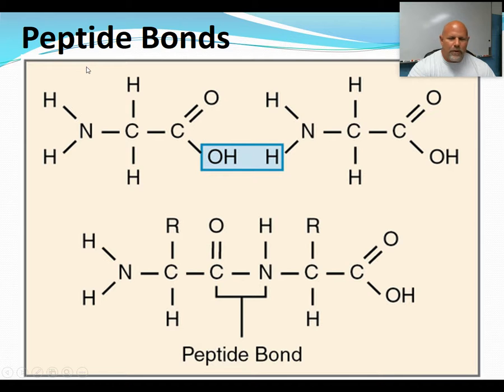When we are going to form a protein, we're going to have to bond amino acids together. In order to do that, we are going to lose water. So this is a dehydration reaction. We're going to bind the carbon and nitrogen together, and when we do that, that's called a peptide bond. Okay, so the bond between two amino acids is a peptide bond.